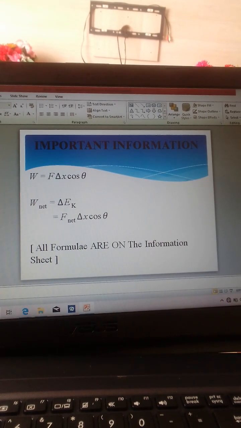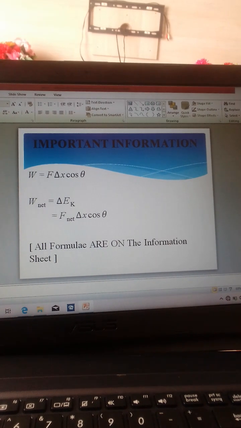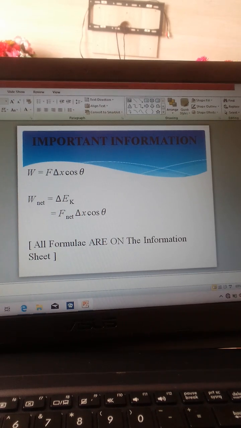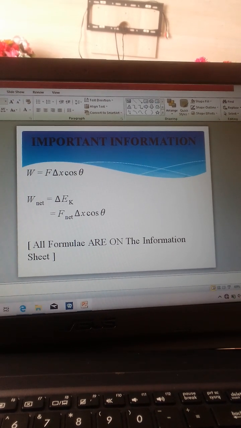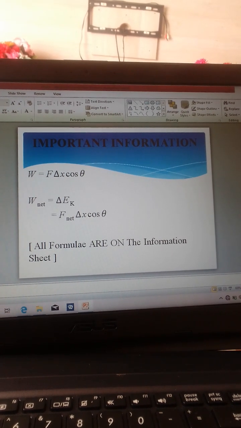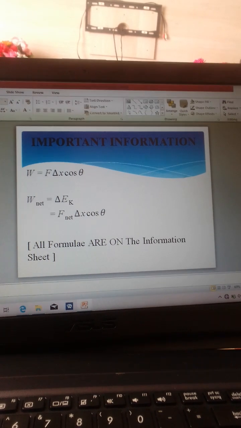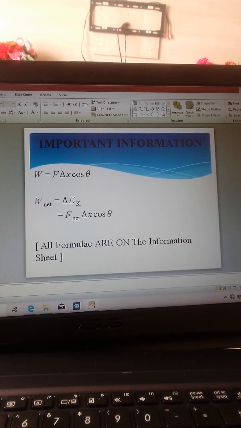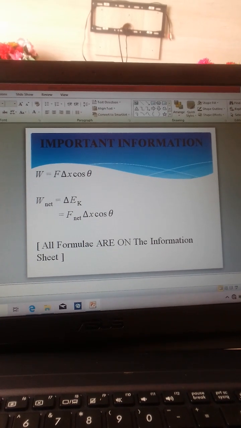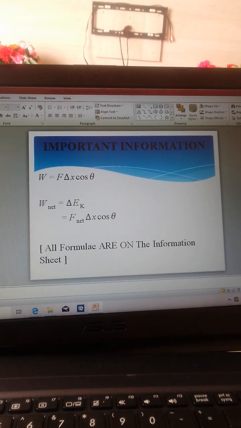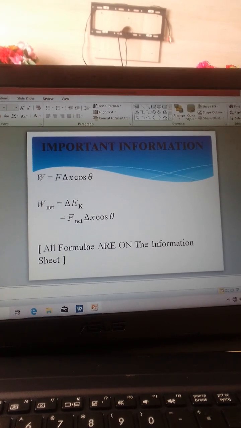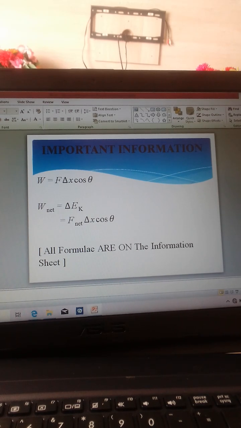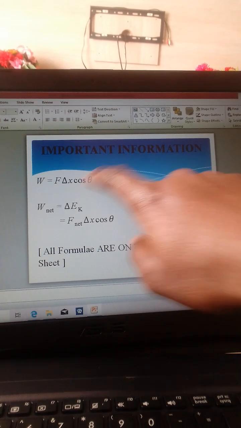So the important information that you need to know are the formulae. Work is equal to force multiplied by displacement times cosine theta. Theta is usually 0, and for friction, theta is 180 degrees. Then the net work is equal to the change in kinetic energy. That's the work energy theorem. And then the net work is equal to the net force times the displacement times cosine of theta. This one is derived from this one.